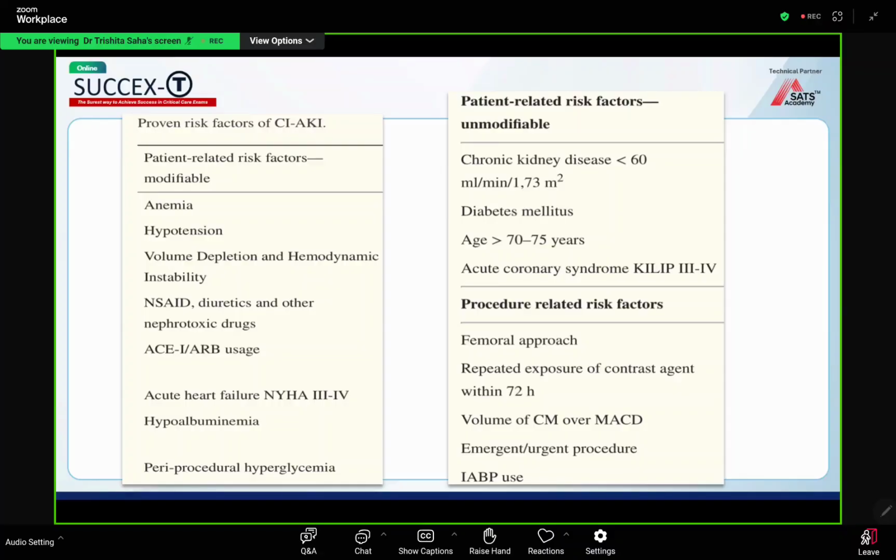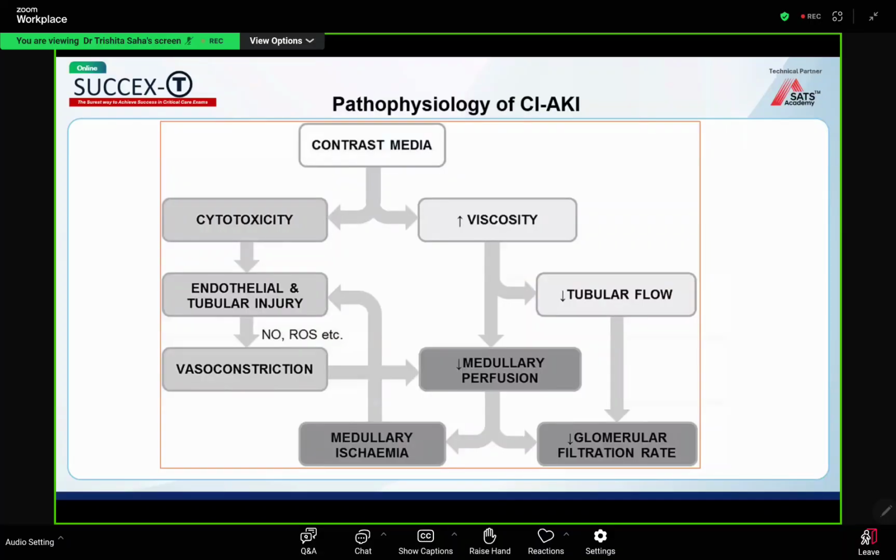unmodifiable risk factors. There's presence of chronic kidney disease, diabetes mellitus, age more than 70, acute coronary syndrome, CLIP 3 to 4 grading. Procedure-related risk factors: femoral approach, repeated exposure of contrast media within 72 hours, volume of contrast media, emergent or urgent procedure, or any IABP use.